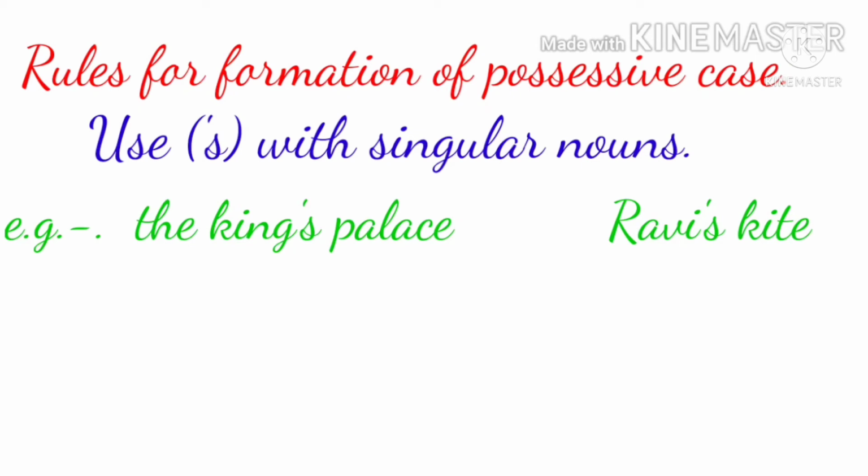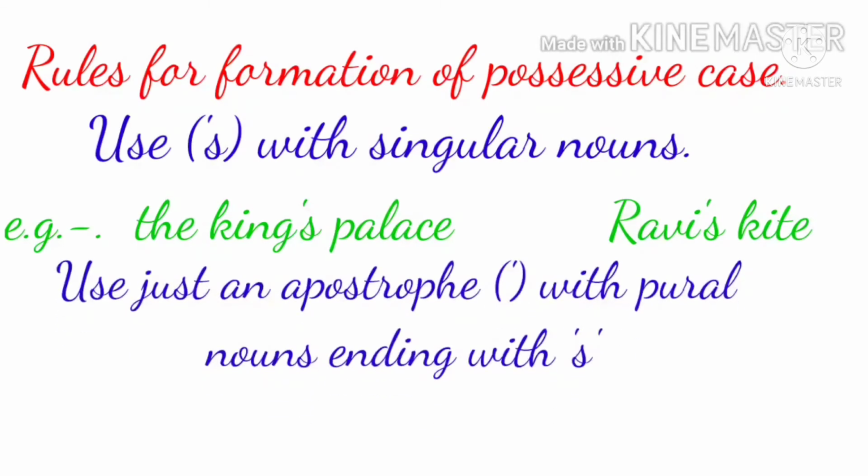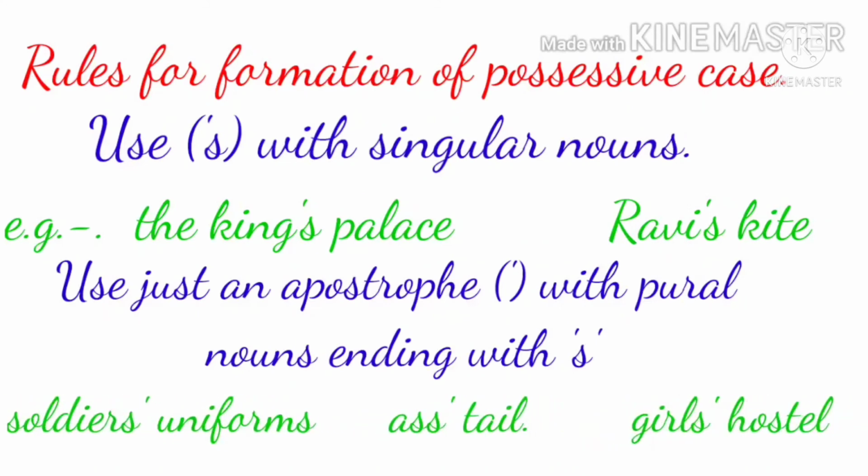Likewise, Ravi's kite. Now we use just an apostrophe with plural nouns ending with s. It means we only put an apostrophe along with plural words ending with s. Like soldiers' uniforms, girls' hostel.